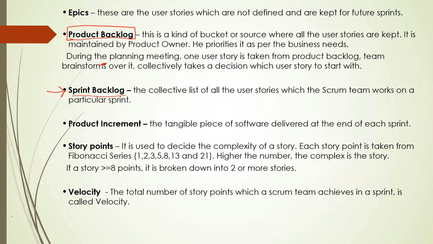Now you have understood about the velocity. You have understood about the story points, product increment, sprint backlog, product backlog, epics, sprint, and the roles. Still, we have one point that I didn't explain at the story point, because at first I wanted you to know about velocity. Then I will come back to the Fibonacci series that I have mentioned in this note. What is this Fibonacci series and why are they using it in story points? Let's discuss this.